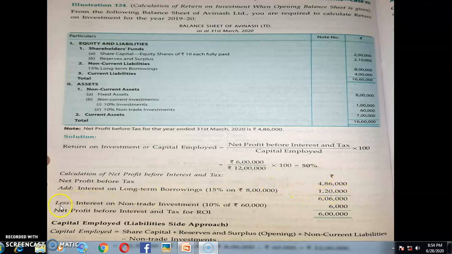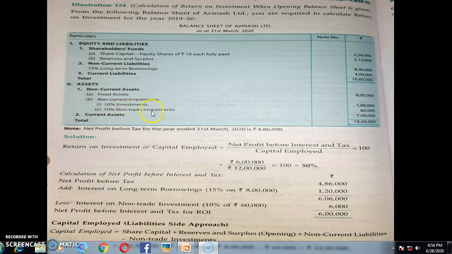And you have to subtract here one item, that is interest on non-trade investment. Children, non-trade investment means when Avinash Limited is purchasing the shares or debentures of some other company for the purpose of promoting his own business, that is known as non-trade investment. So here this interest has to be subtracted. So less interest on non-trade investment.